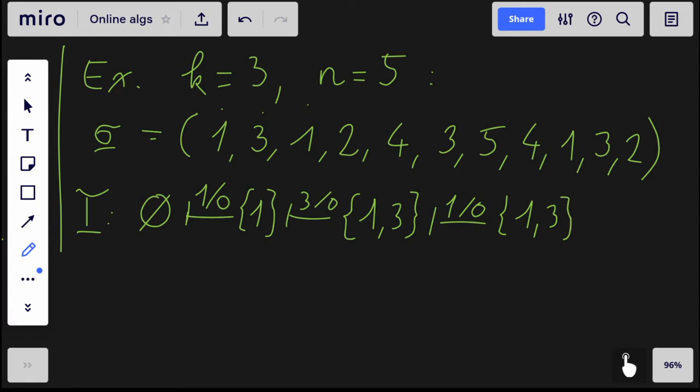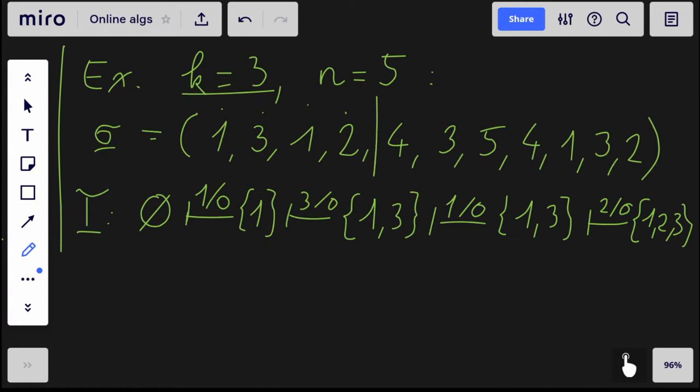And then a request for 2 comes. Okay, but still, since the possible cache size is 3, I don't have to discard anything at this point, and my cache becomes 1, 2, 3. Okay, so this is a set. The order of the elements is not important, and I'm trying to keep this ordered just because I see it better this way. And then here, I just drew a line.